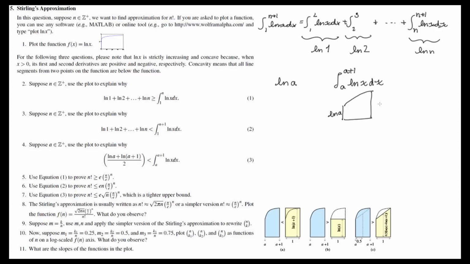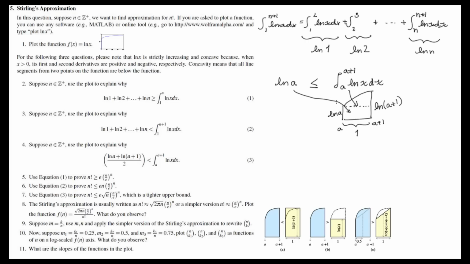This is height natural log a, this is height natural log a plus 1, and this will be width 1, because this is a and this is a plus 1. So this area is given by the integral. But then the natural log of a can be represented as the natural log of a times 1, so it's the area by this box here, which is clearly smaller than the area represented by the integral, which means that the natural log of a will be less than or equal to the integral between a and a plus 1 of natural log of x dx.